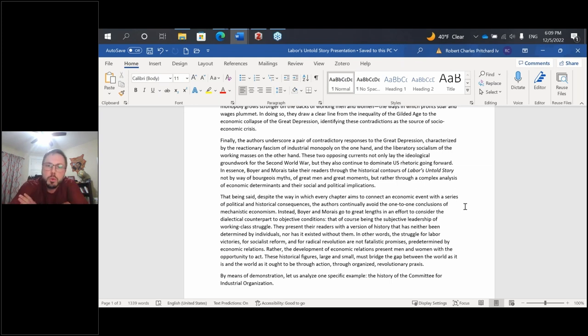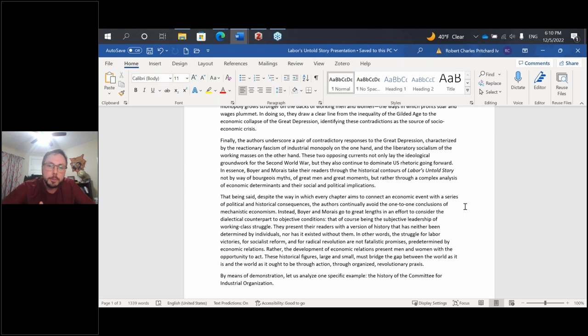In essence, Boyer and Morais take their readers through the historical contours of labor's untold story, not by way of bourgeois myths of great men and great moments, but rather through a complex analysis of economic determinants and their social and political implications. That being said, despite the way in which every chapter aims to connect an economic event with a series of political and historical consequences, the authors continually avoid the one-to-one conclusions of mechanistic economism. Instead, Boyer and Morais go to great lengths in an effort to consider the dialectical counterpart to objective conditions, that of course being the subjective leadership of working class struggle.